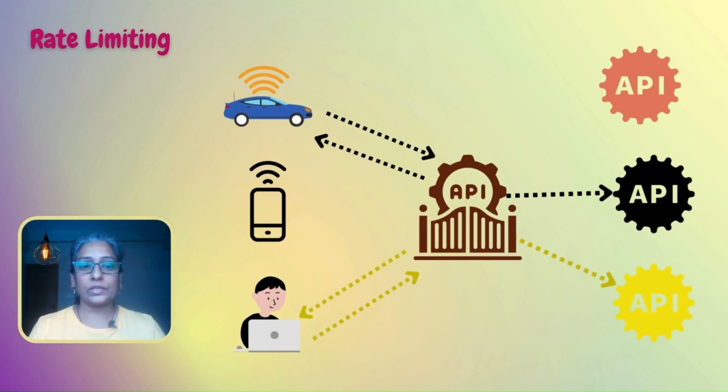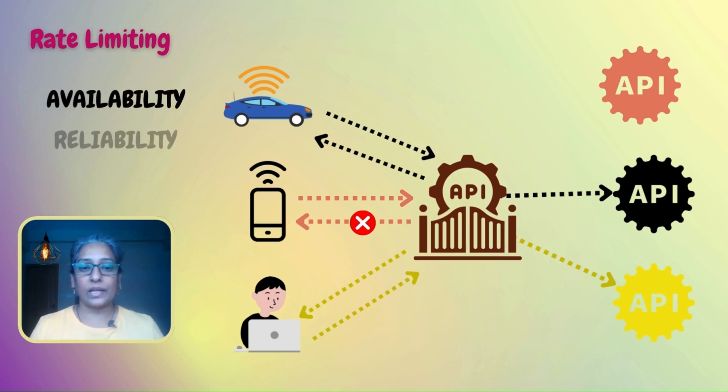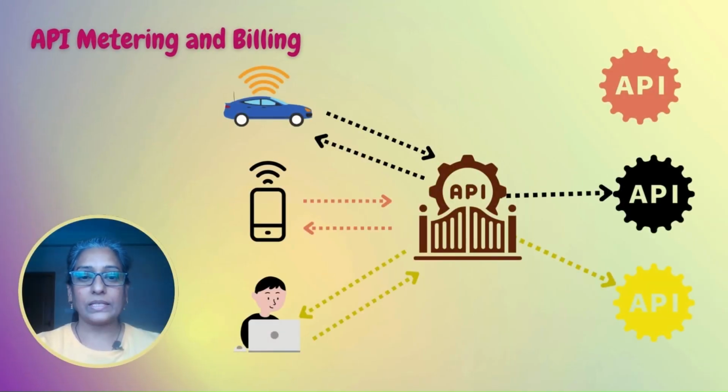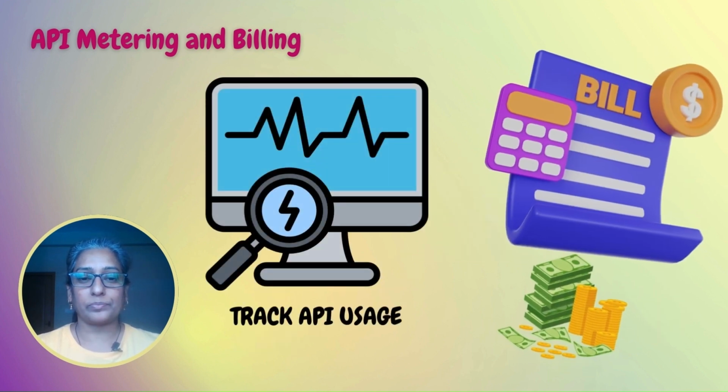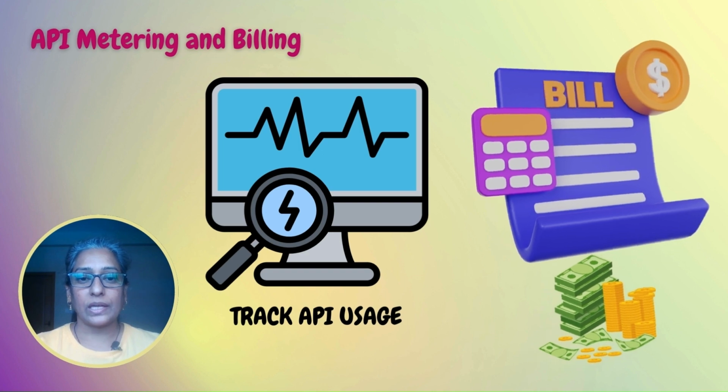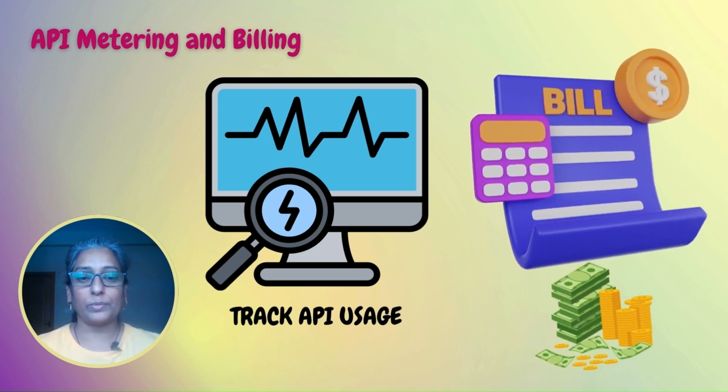API gateway controls the number of incoming requests to prevent abuse. This helps ensure availability and reliability of the system. As third parties begin using our APIs, it becomes crucial to track their usage for billing purposes. API gateway tracks API usage for reporting and billing.